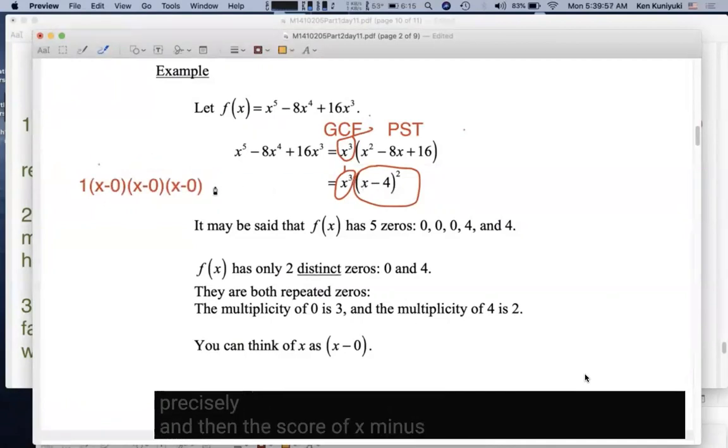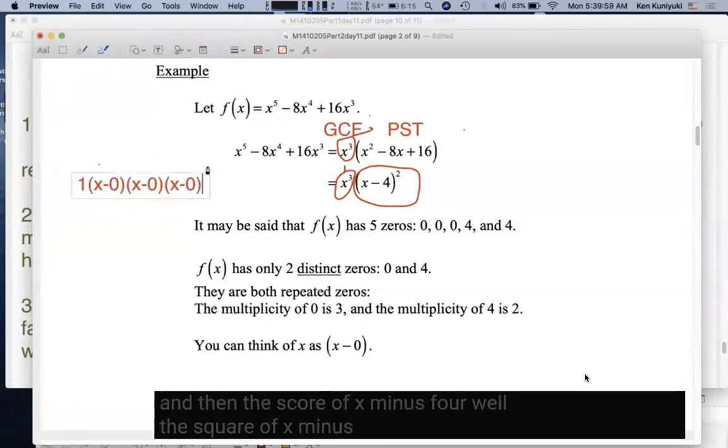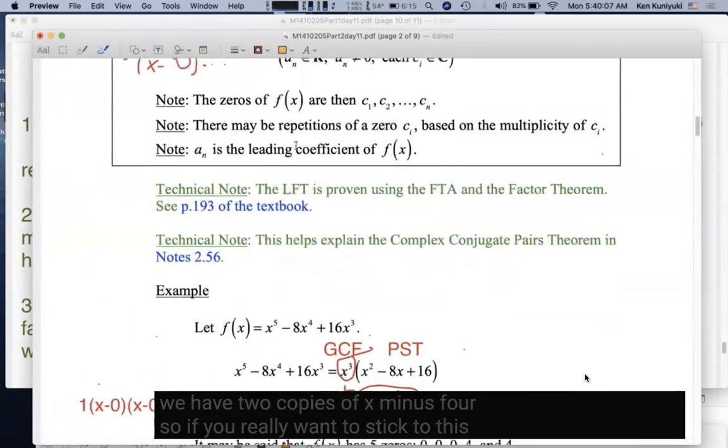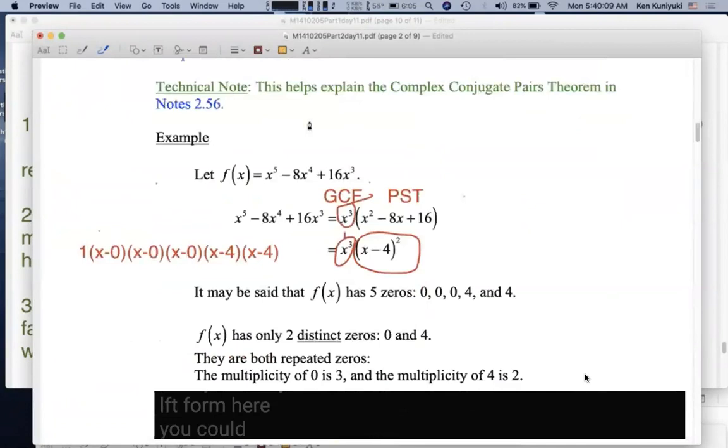And then the square of x minus 4, well, we have 2 copies of x minus 4. So if you really wanted to stick to this LFT form here, you could write it like this. But if I wanted LFT form, then I would accept this as LFT form: x cubed times the square of x minus 4.